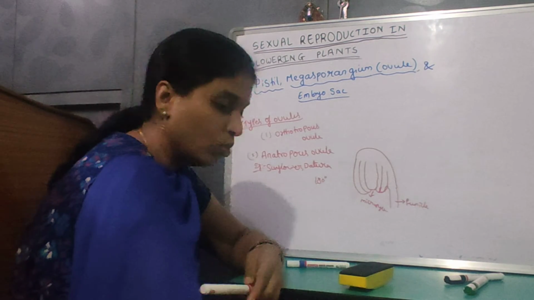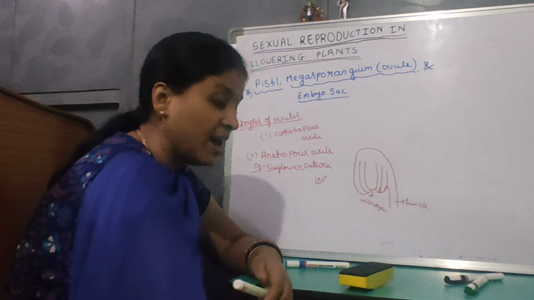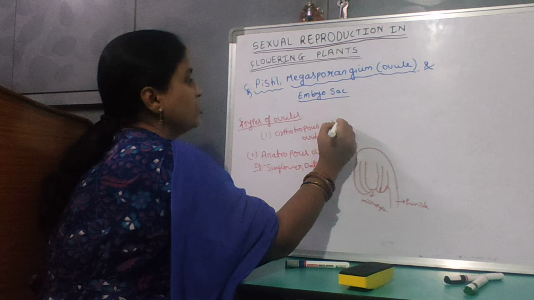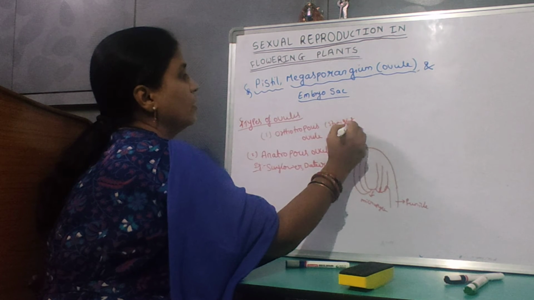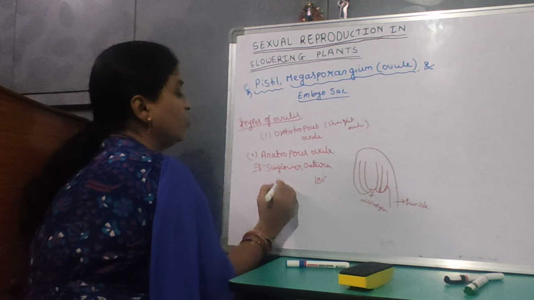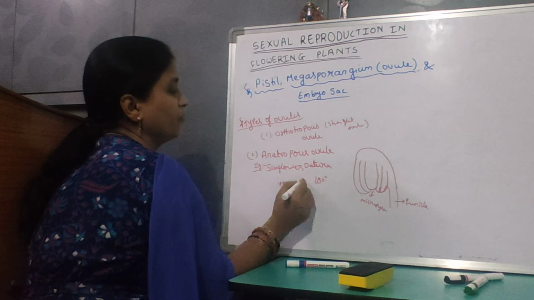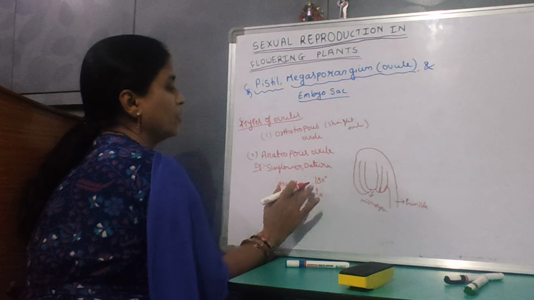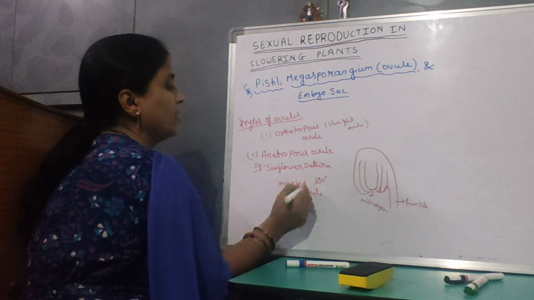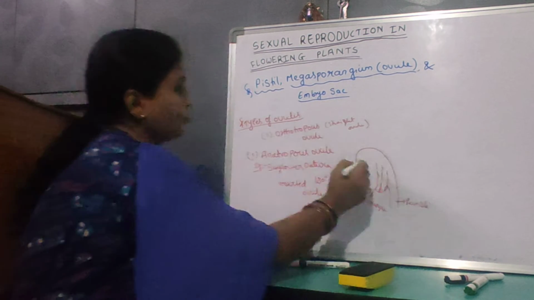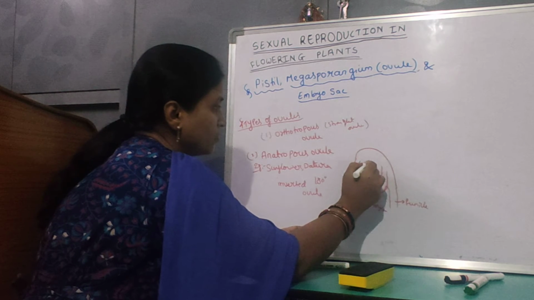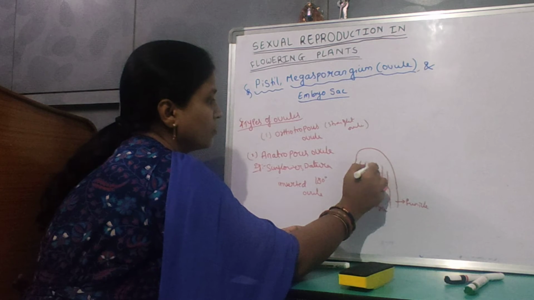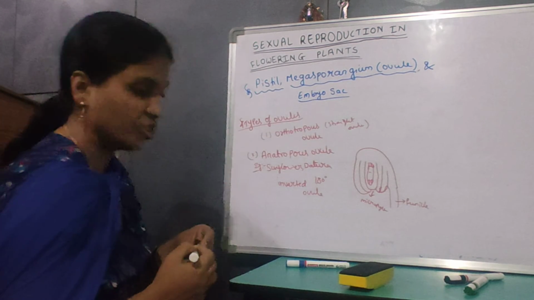So the ovules of the sunflower family are inverted. This is a straight ovule. Orthotropous is a straight ovule. This is an inverted ovule.